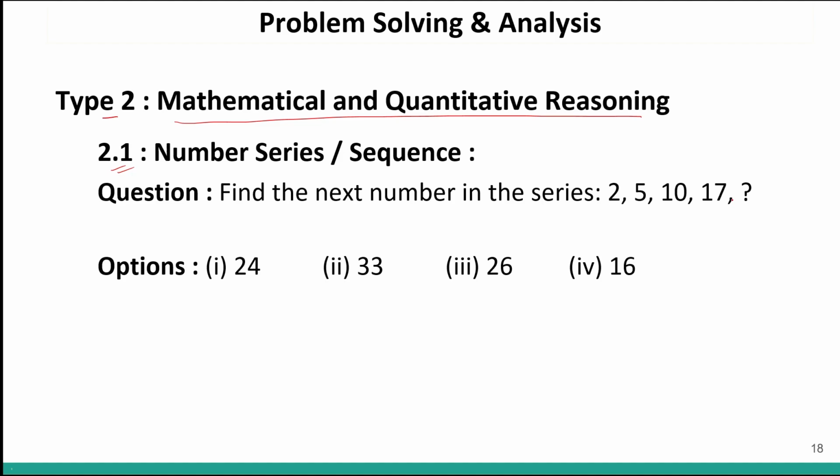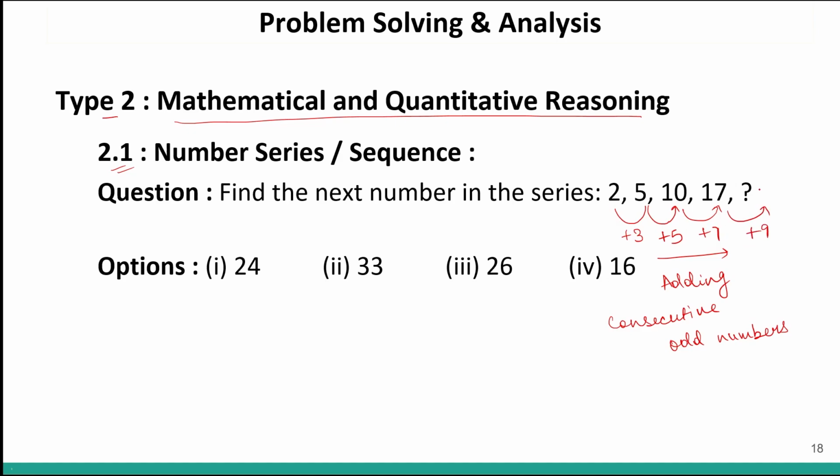Now, we have to look at the pattern that is being followed. So over here, I can say there's a plus 3. Now 5 to 10, if I move, I can see there is a plus 5. Similarly, 10 to 17 is a plus 7. So clearly what I am doing is adding consecutive odd numbers. This is the pattern, correct? So after plus 3, plus 5, plus 7, the next will be plus 9. And if I add 9 to 17, I'll get 26. So my answer will be option number 3, 26. Very easy. This is how you solve number series and sequence.